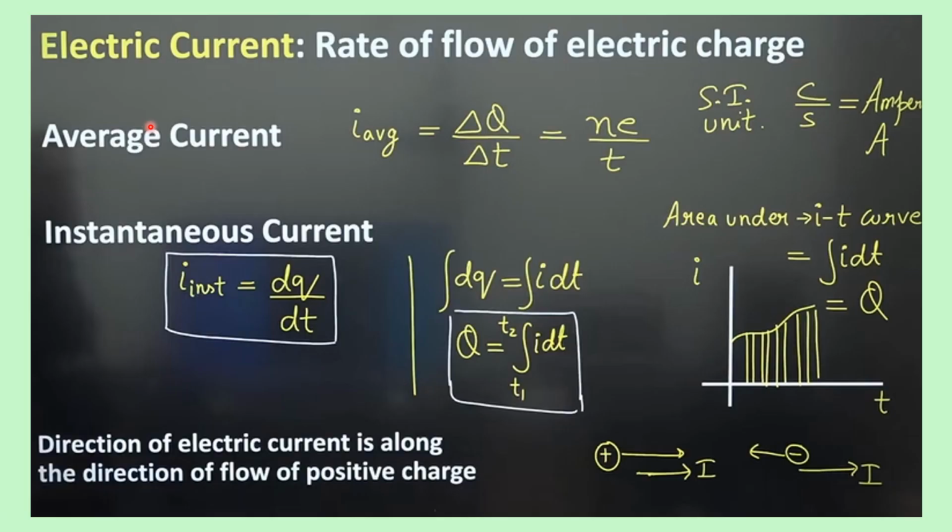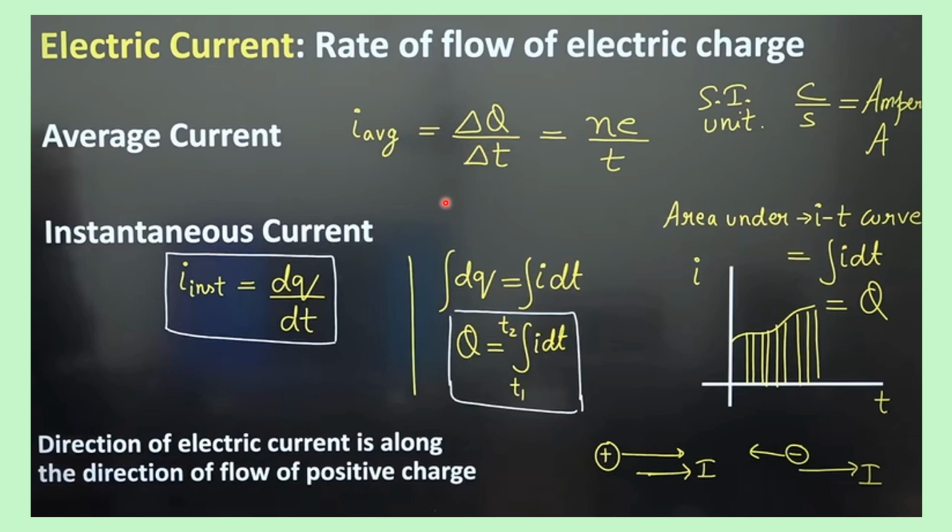Let us discuss here electric current, the rate of flow of electric charge. We will call it electric current. The flow of electric charge is nothing but electric current. Then average current is nothing but I average, which will be equal to delta Q divided by delta T. Q means charge, T means time.